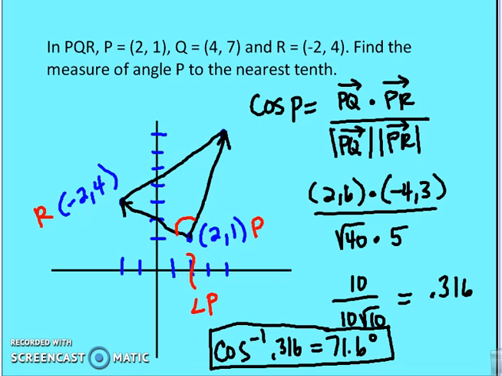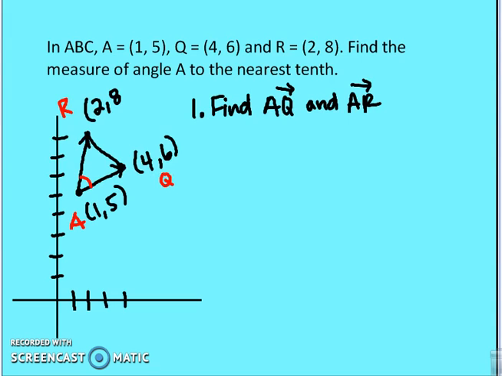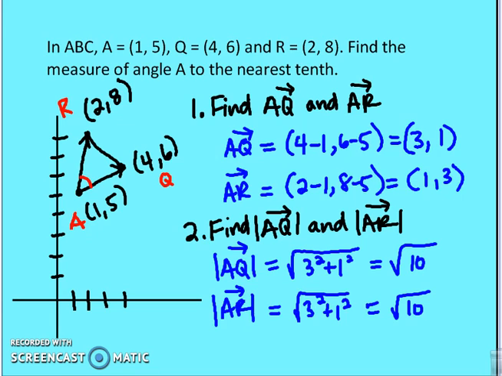All right, I'm going to give you another problem, and you're going to figure this out, and I'm going to show you the answer. So I'm going to pause here while you figure out the answer. Okay, let's walk through the steps. I'm going to draw the picture. I'm going to find AQ and AR. AQ is (3, 1). AR is (1, 3). Find the magnitude of AQ and AR: square root of 10 and square root of 10.